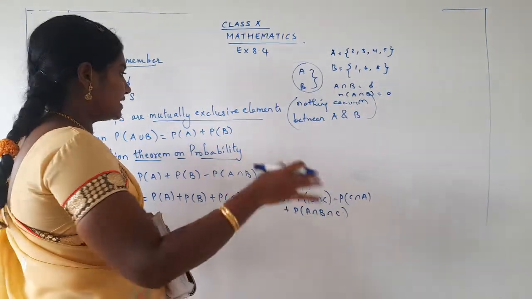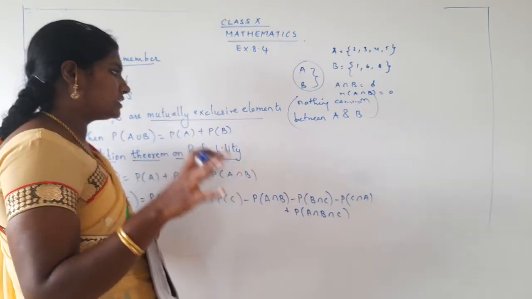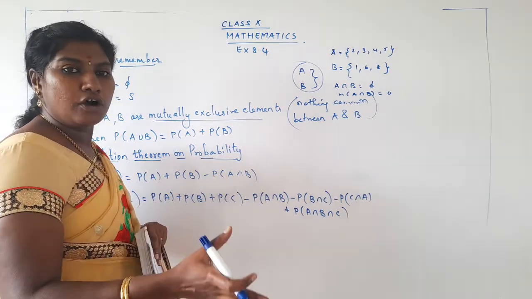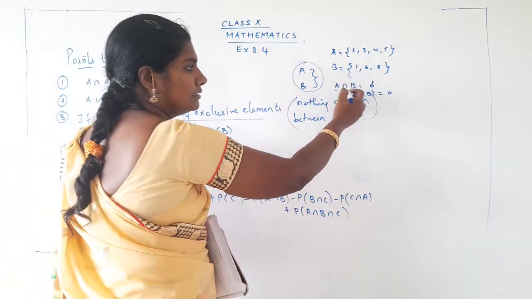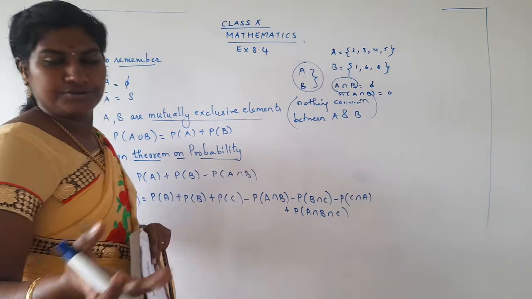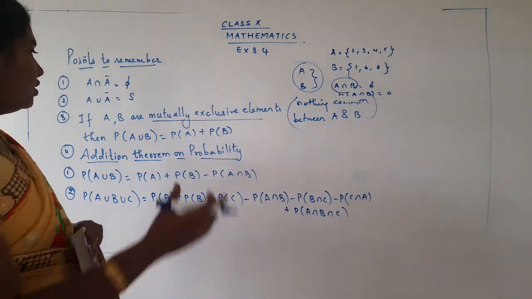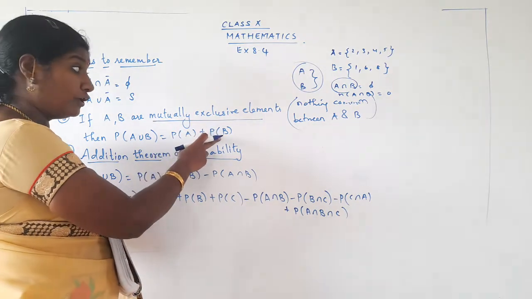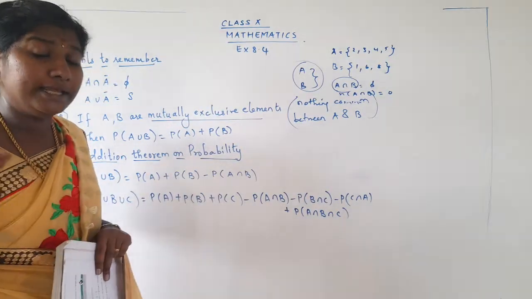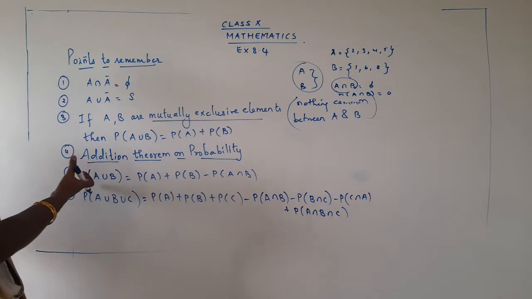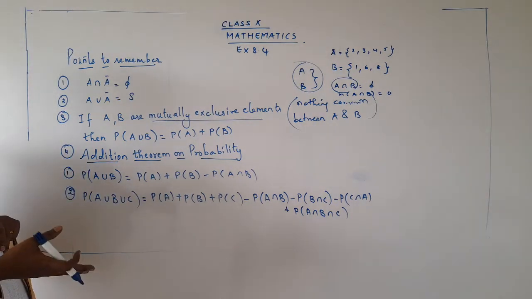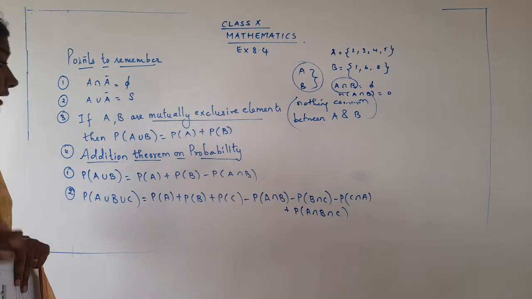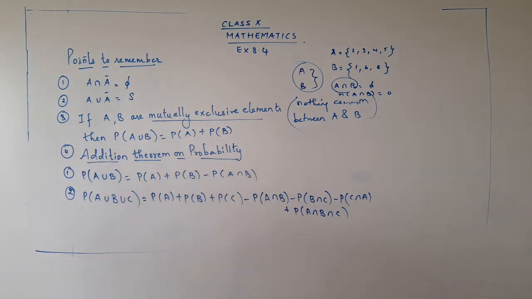Okay, children? So that's why when you are talking about mutually exclusive events, there is nothing common, and so the intersection becomes 0. So we have the formula for P of A union B as P of A plus P of B only for mutually exclusive events. And what is the formula for P of A union B for events that are not mutually exclusive? It is P of A plus P of B minus P of A intersection B. This was about 2 events.